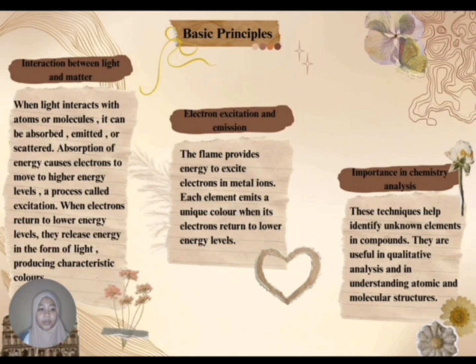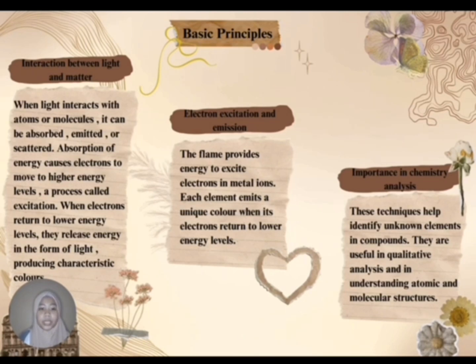When light interacts with atoms or molecules, it can be absorbed, emitted, or scattered. Absorption of energy causes electrons to move to a higher energy level, a process called excitation. When electrons return to a lower energy level, they release energy in the form of light, producing characteristic color.